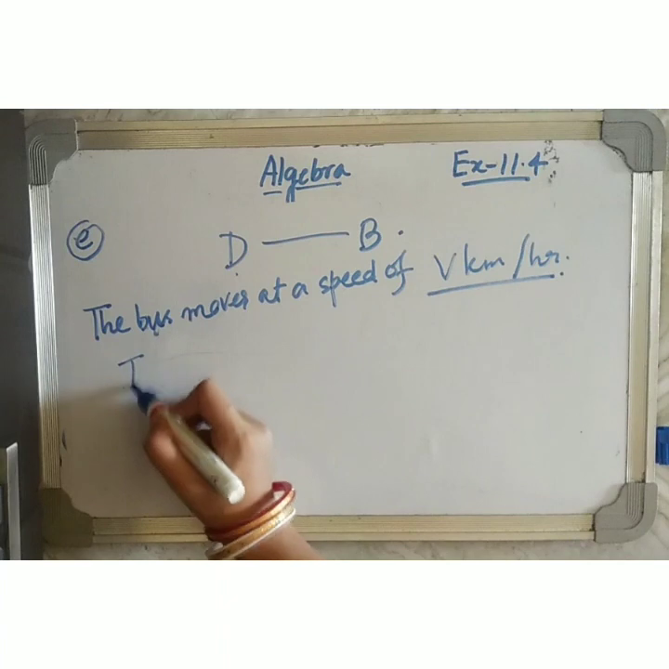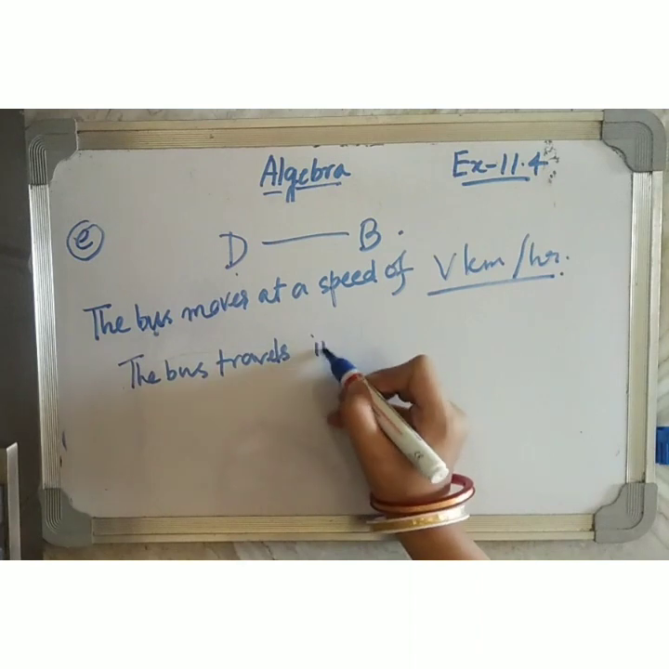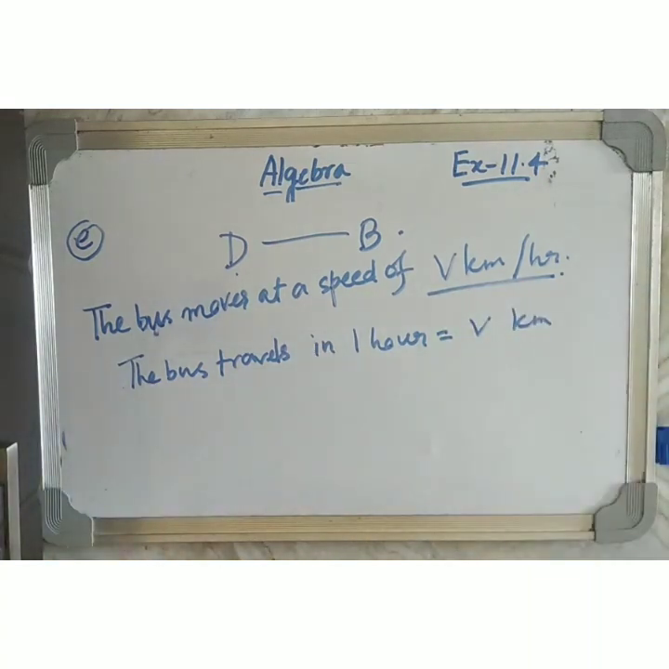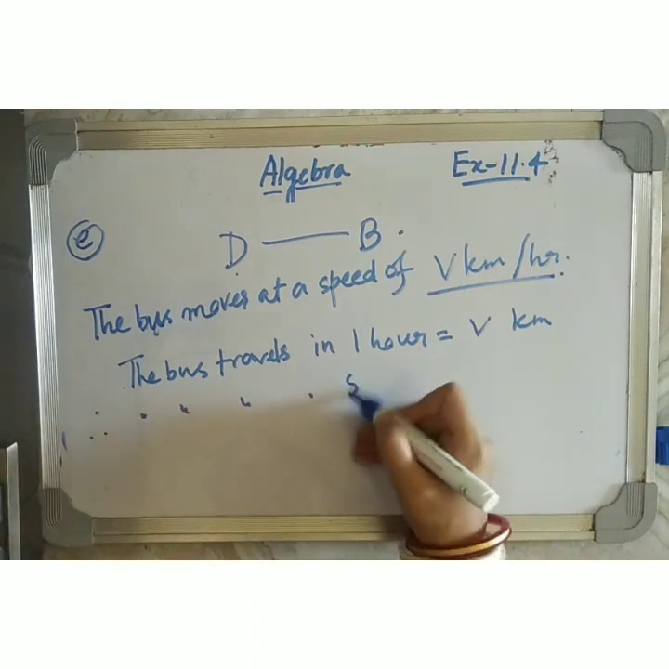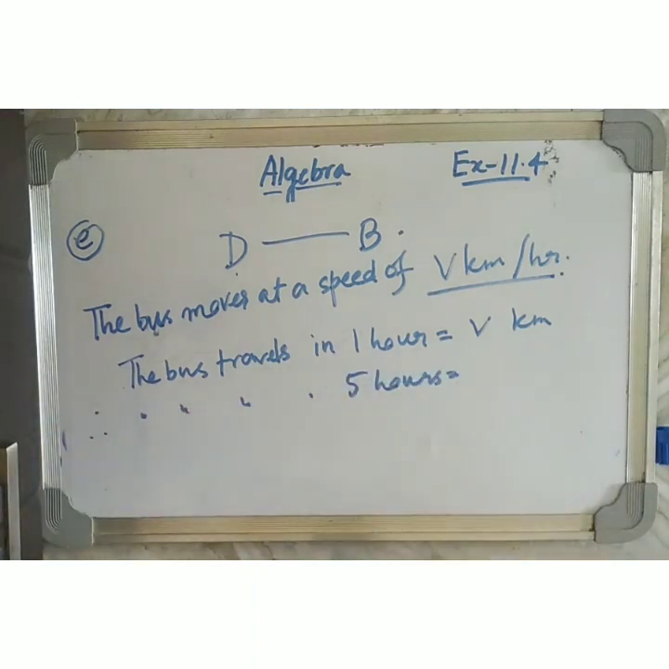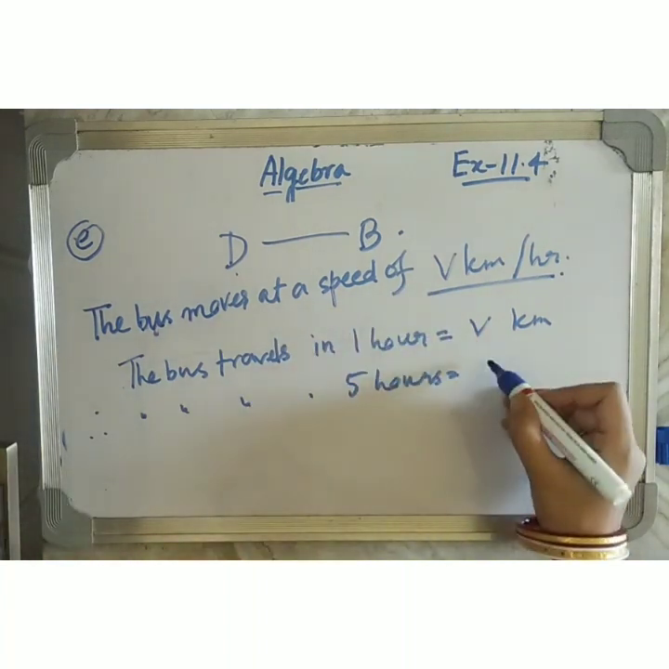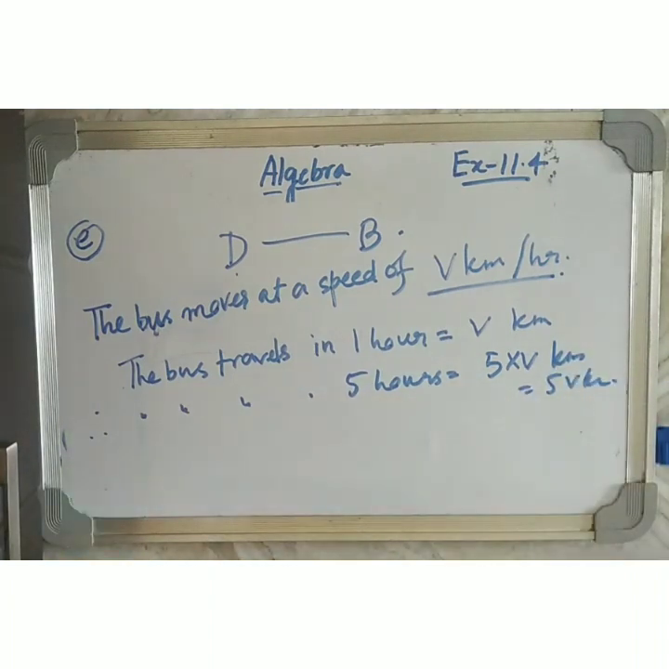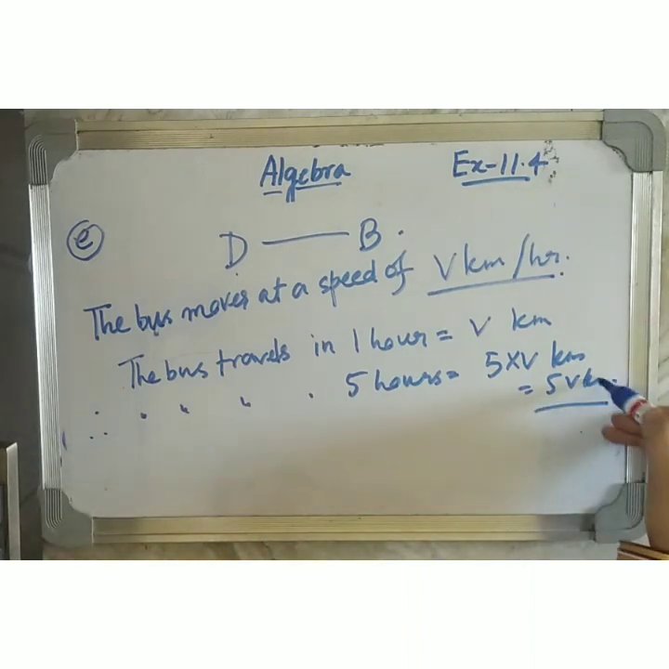So let's write, the bus travels in 1 hour v kilometers. It is written v kilometer per hour, which means in 1 hour it is traveling v kilometers. Therefore, in 5 hours, how much distance has it moved? Let's find it out first. 5 into v kilometers, that is 5v kilometers. So the bus has travelled 5 hours and it has travelled 5v kilometers.